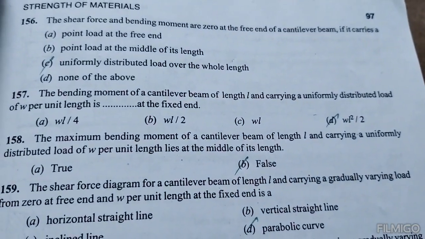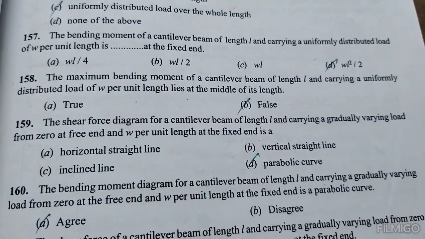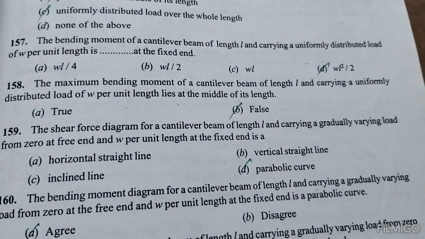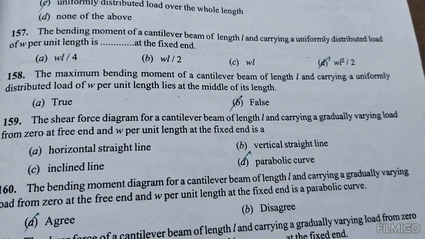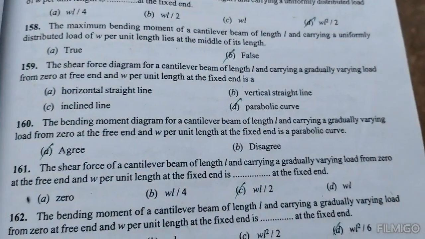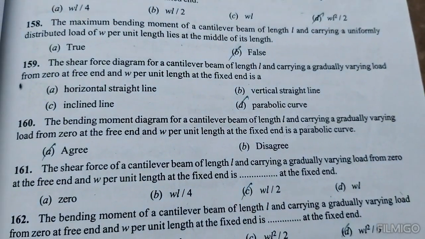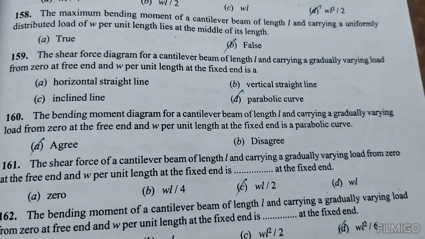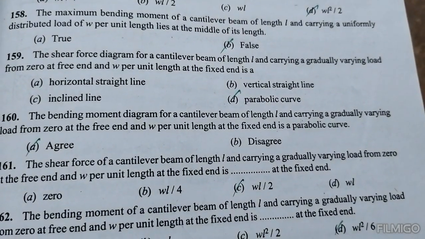The shear force diagram of a cantilever beam of length L carrying a gradually varying load from 0 at the free end to W per unit length at the fixed end is a parabolic curve. The bending moment diagram of such a cantilever beam is also a parabolic curve.